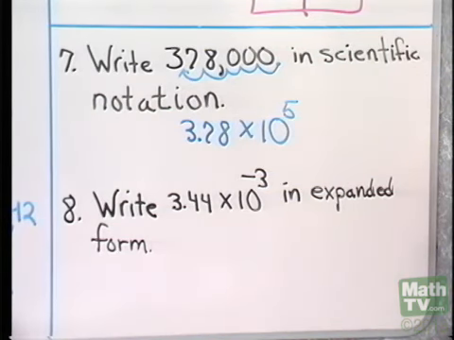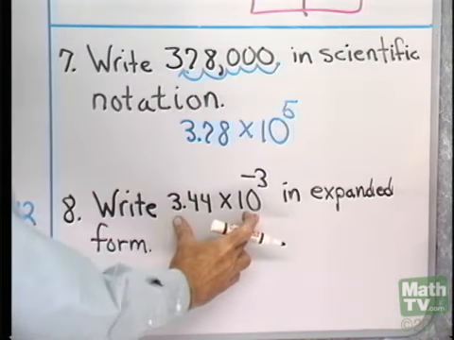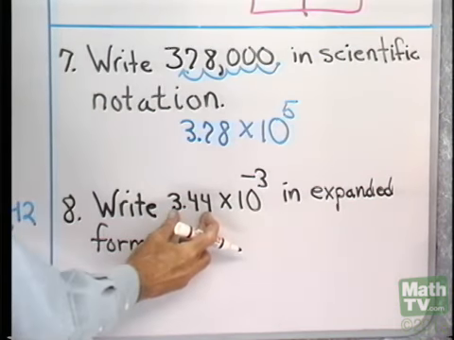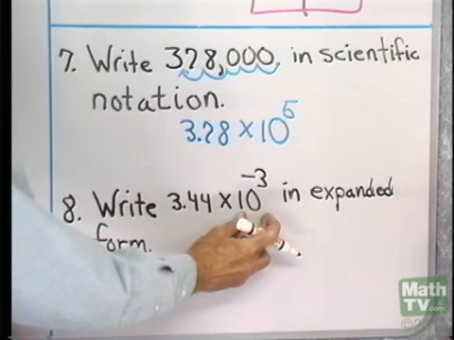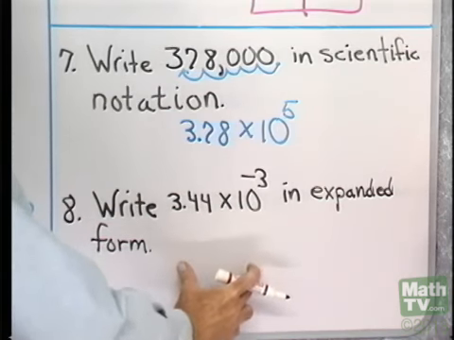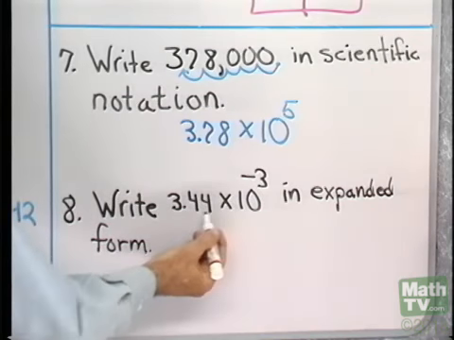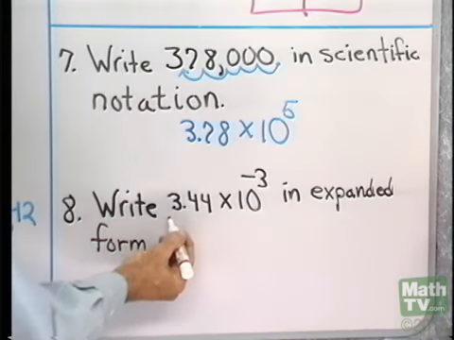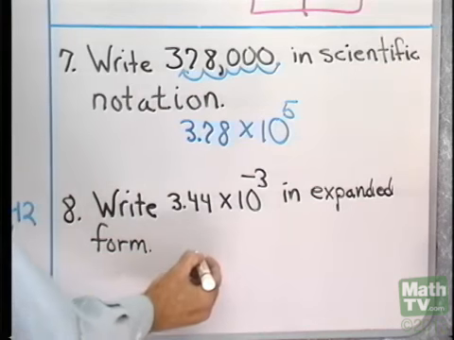Write 3.44 times 10 to the negative 3rd in expanded form. Well, this number right here is a small number because I have 3.44 times 1,000th. So I know when I expand this, it's going to still have to be a small number. So that tells me I'm going to have to move the decimal point from where it is 3 places this way to make sure I end up with a small number.